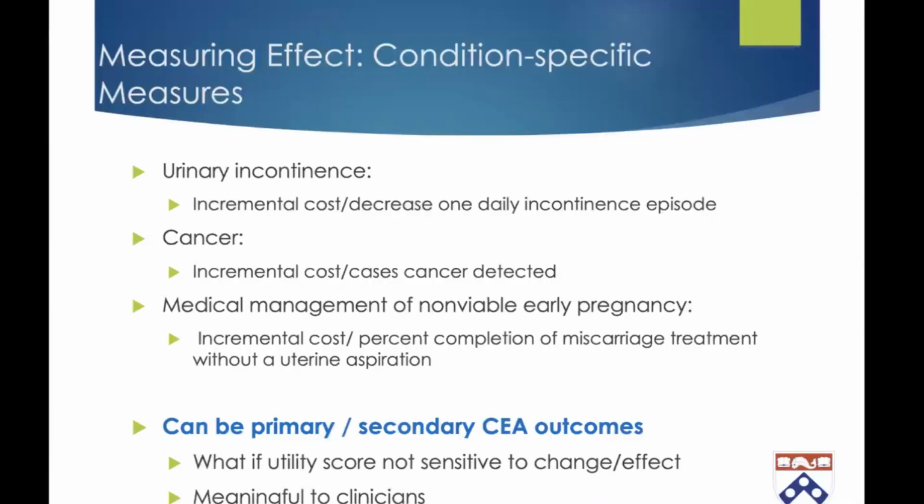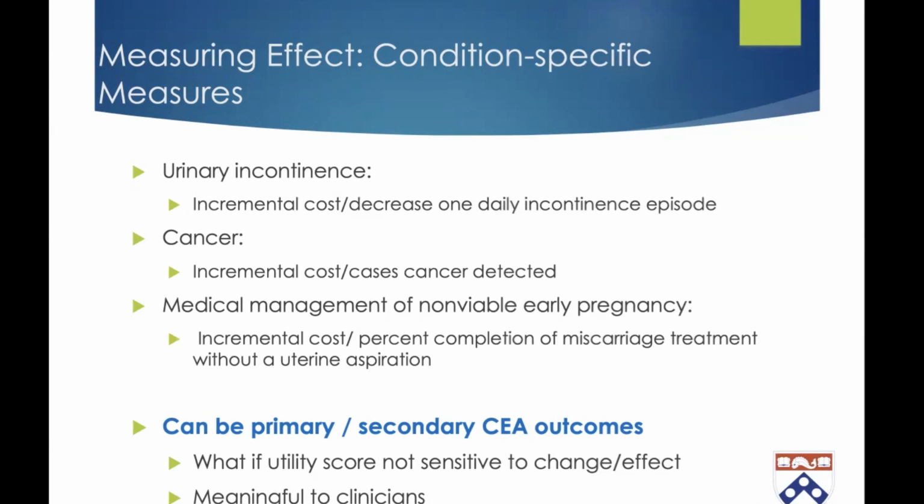So in addition to that, as you can see, I'm really pushing the qualities to have that there. But for clinicians reading your study, decision makers, they might want to have other condition-specific measures. Urinary incontinence, since I'm a urogynecologist, one of my studies had the cost per quality, and then the secondary one was incremental cost to decrease one daily incontinence episode. So it's cost per reduction in incontinence episode was our secondary measure.